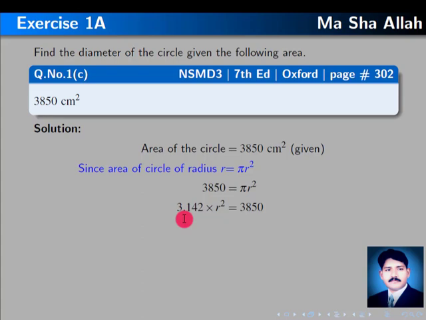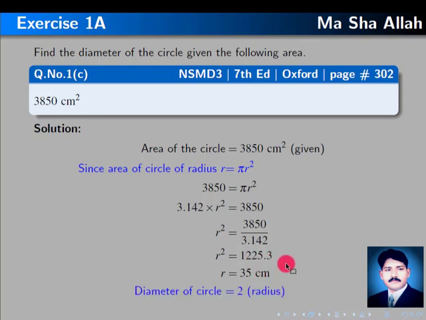Now we put the value of pi, which is 3.142, multiplied by r square, that is the square of the radius, which is equal to 3850. R square is equal to 3850 divided by 3.142. When we divide, we obtain 1225.3. Now we take the square root on both sides and get R is equal to 35 centimeter.